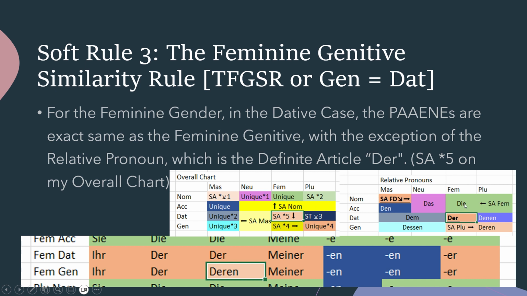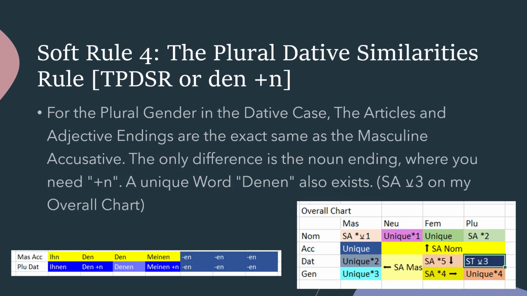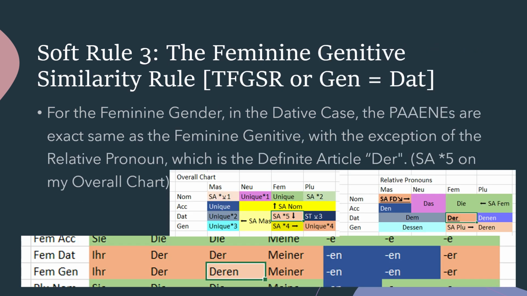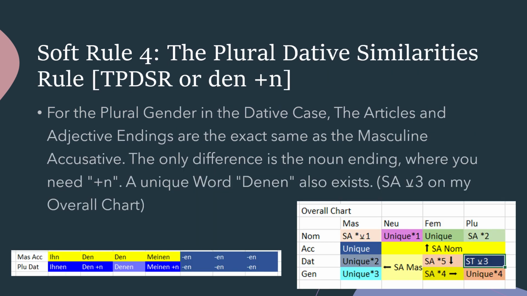This is the one and only instance where the feminine dative is not the same as the feminine genitive, which is usually the same as the plural, except for, of course, what we just mentioned. But this is the only instance where these two, the feminine dative and feminine genitive, differ. So having them side by side, you can see feminine dative, feminine genitive. This highlighted area is the one instance where it is different, which of course is the relative pronoun. That's why it's a soft rule, not a hard rule, because there is an exception.